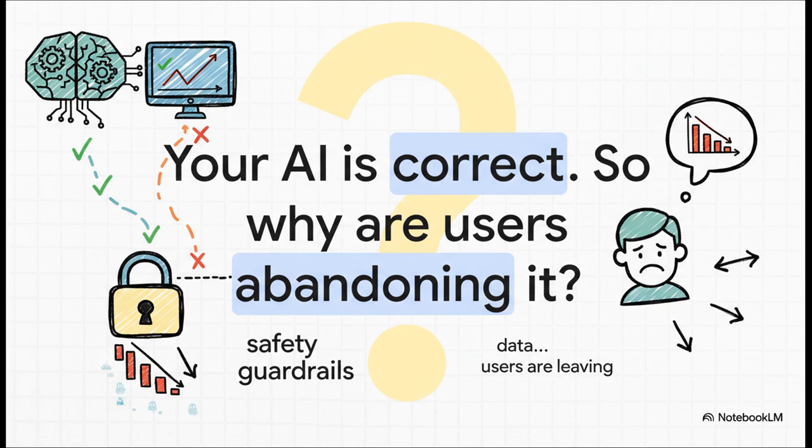The model is technically perfect. It's spitting out correct answers, zero hallucinations, and your guardrails are solid as a rock. But then you look at the analytics, and people are just leaving. It's this super frustrating, head-scratching problem, and it's exactly what we're going to break down and solve today.